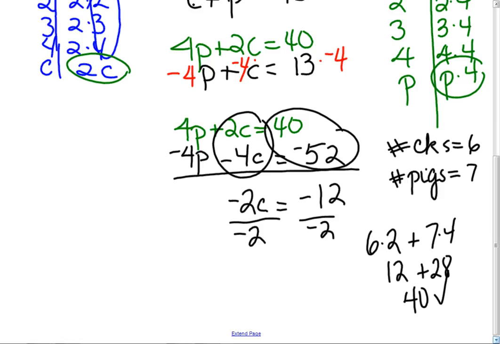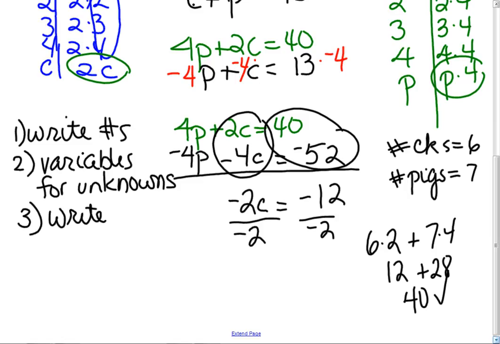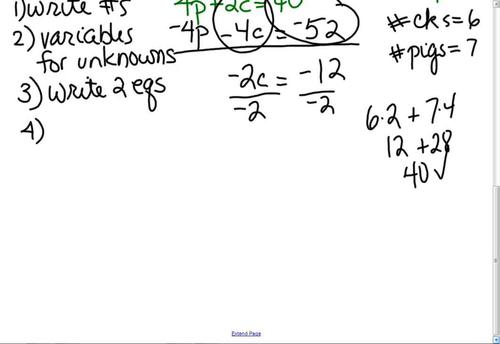Okay? So it's like yesterday, but yesterday you had some equations already given to you. Today it's harder because there's nothing given to you, just the problem. So you're going to want to write down the numbers, and then you're going to have to pick variables for your unknowns. We are probably not going to finish this today. That's okay. And then we are going to try to write 2 equations using the relationship that they give us. And then we're going to solve. And the last thing we'll do is answer the question.